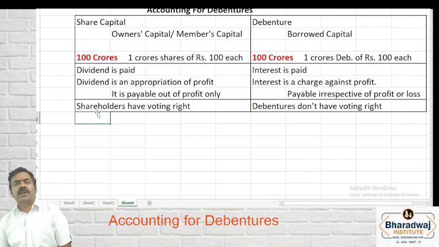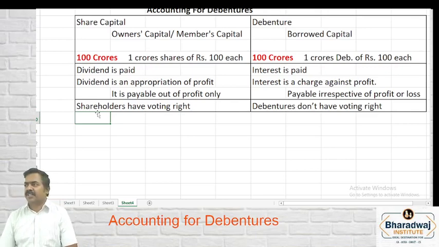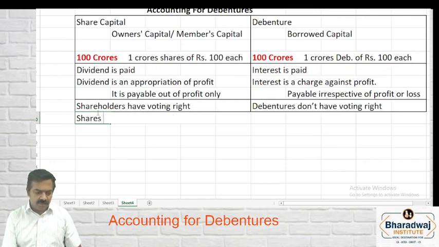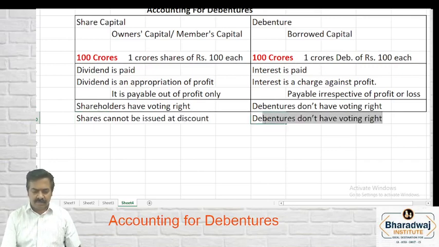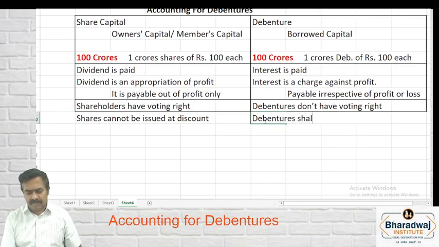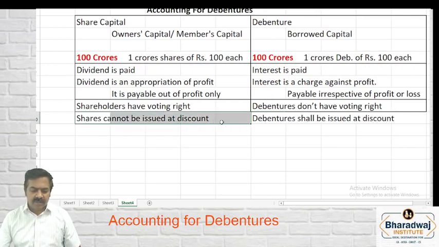Can shares be issued at a discount? No. Shares cannot be issued at a discount. But debentures can be issued at a discount. You can issue debentures at less than the face value, but you cannot issue shares at less than the face value.